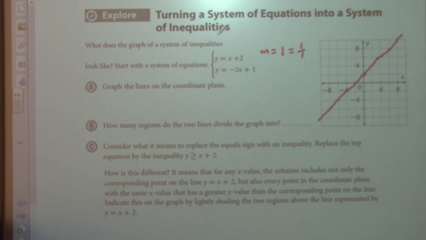The next one we have is y is equal to negative 2x plus 1. So where does this next one start? At y equals? Start at 1. Let me write it this way: m is equal to negative 2. So that's going to be negative 2 over 1. So where do we go for this one?